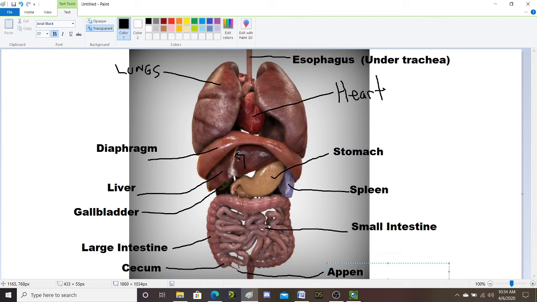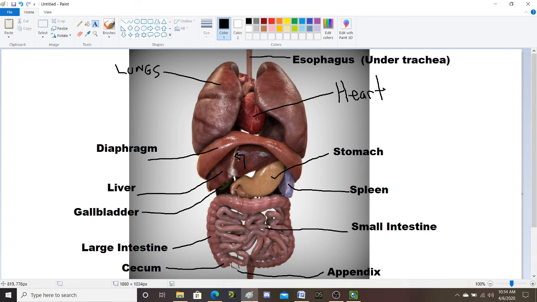I was just watching Untold Stories of the ER with my daughter last night. This woman had an appendicitis, and so I was telling her the appendix is in your lower right quadrant of your abdomen.